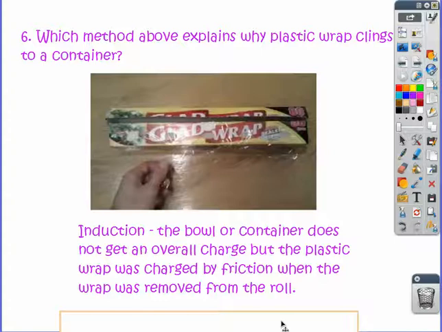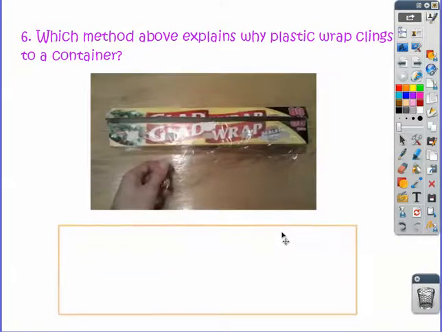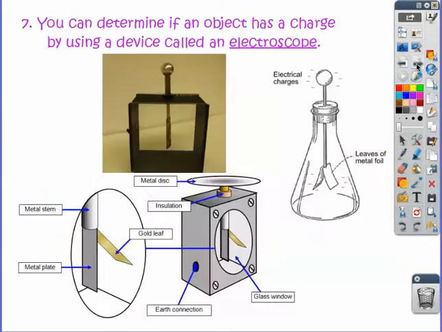As you have, the bowl itself has one side of the bowl becomes negatively charged, and the other side becomes positively charged. So like the outside of the bowl would become negatively charged, the inside would become positively charged, or vice versa. Now we can determine if an object has an electrical charge. It doesn't tell us whether it's positive or negative, but just that it has a charge with a device called an electroscope.